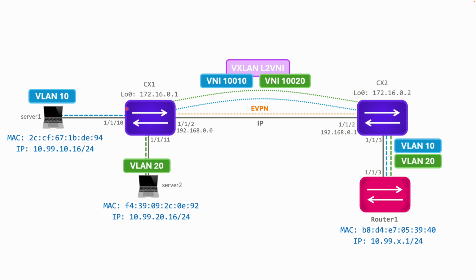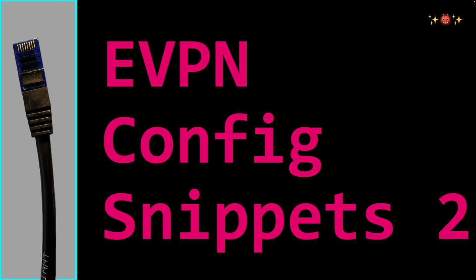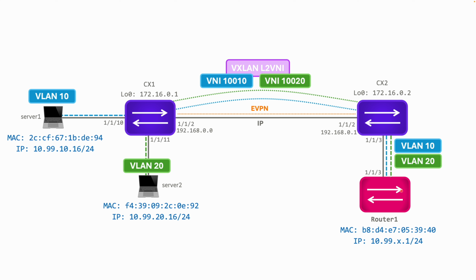So the ping will go from server 1 to CX1. It'll be sent across on VNI 10,010 to CX2. CX2 knows about router 1's MAC address because it is locally learned across VLAN 10. That hits router 1. Router 1 will route between 10.99.10 and 10.99.20. I'm not including every step here; I'm just riffing on this to some degree.